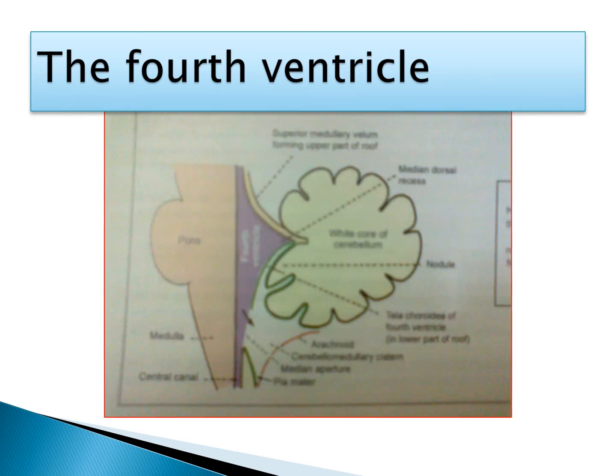Here you can see the fourth ventricle diagram and its situation, which is given in violet color. You can see here this is the fourth ventricle. It is between the cerebellum dorsally and the pons and open part of the medulla ventrally. So this is the fourth ventricle.